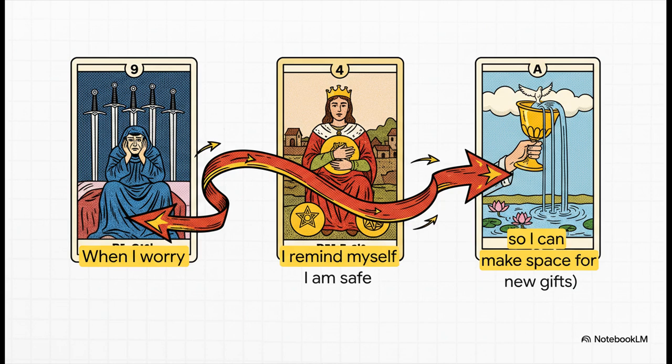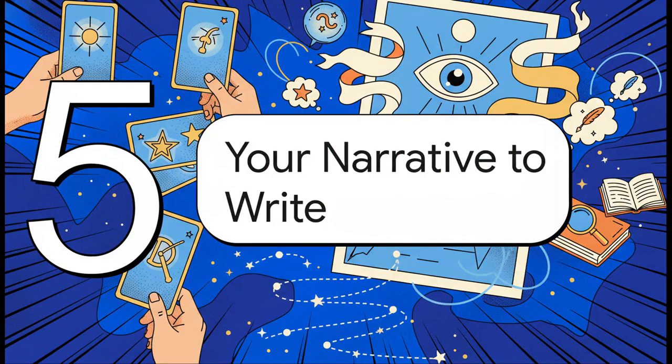Let's say you pulled 3 cards that represent anxiety, security, and new beginnings. Your story could be, when I worry about things I can't control, I remind myself that I am safe, so I can make space for new gifts. See how that instantly creates a flowing, meaningful narrative? It's amazing. And this brings us to the most important point of all.